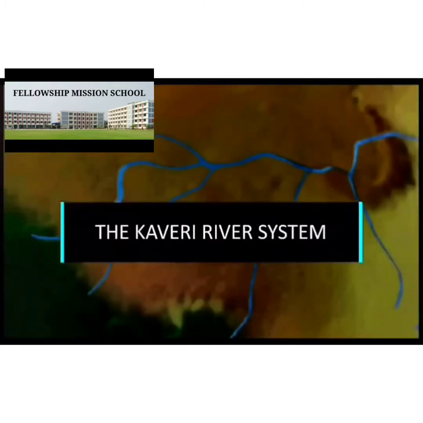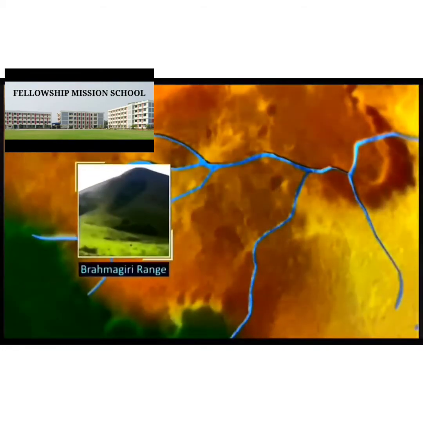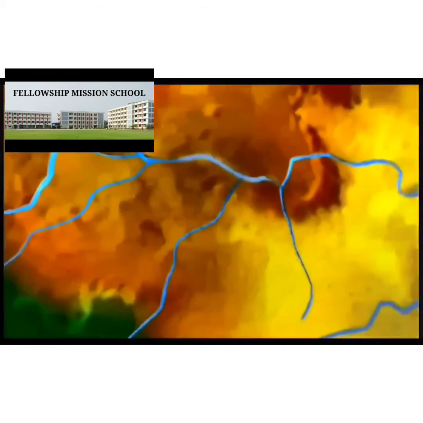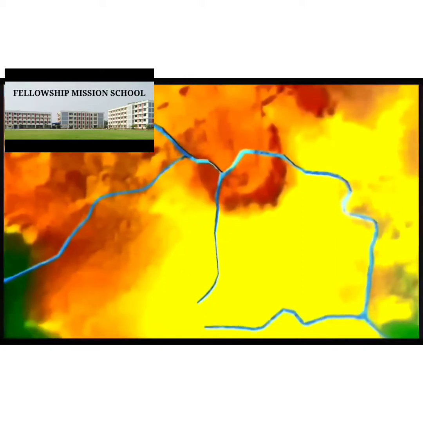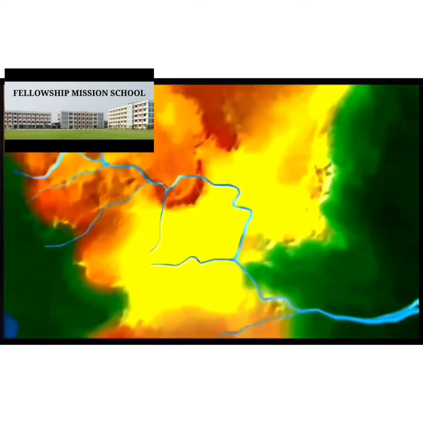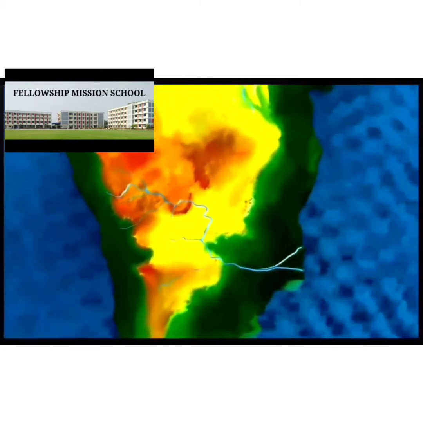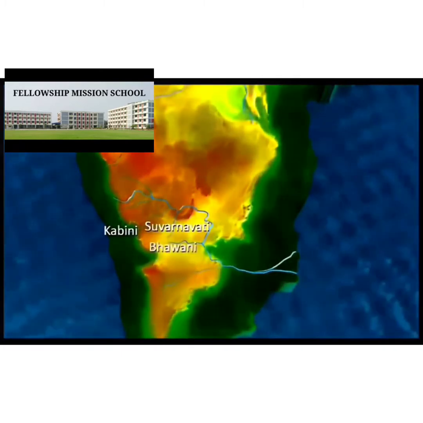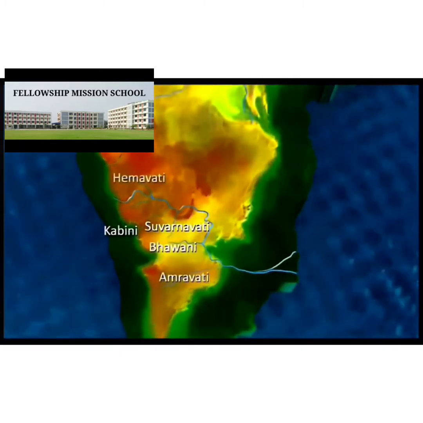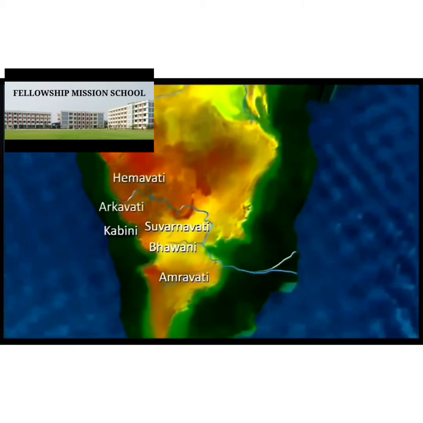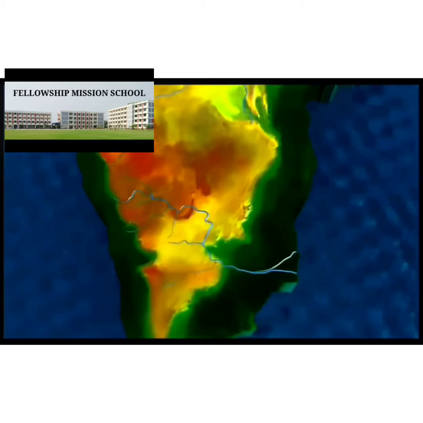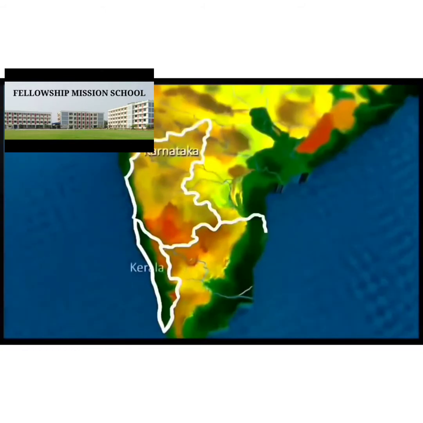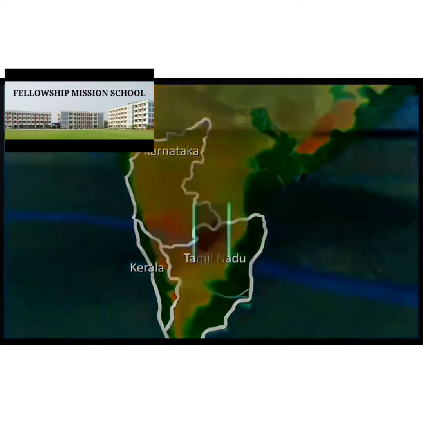The Kaveri river system. The Kaveri rises in the Brahmagiri range of the Western Ghats, flows for about 760 kilometers and reaches the Bay of Bengal. It is joined by the Kabini, Suvarnavati, Bhavani, Amaravati, Hemavati and Arkavati. The Kaveri basin covers parts of Karnataka, Kerala and Tamil Nadu.